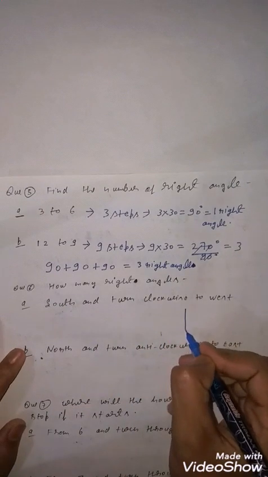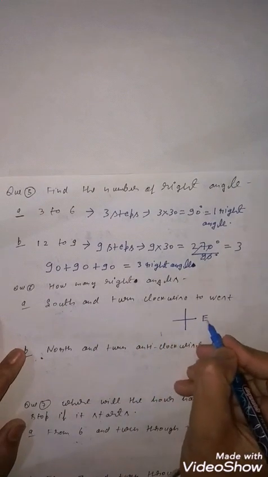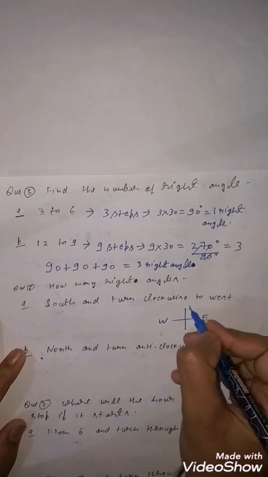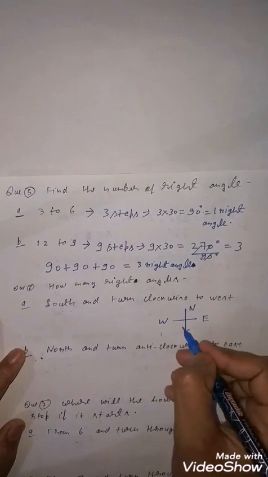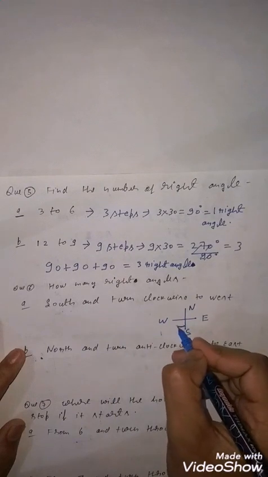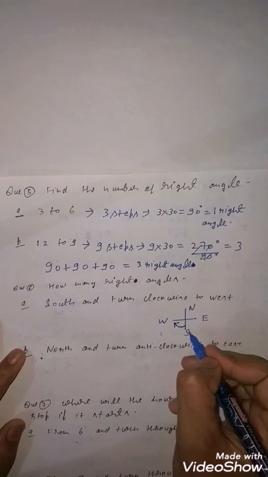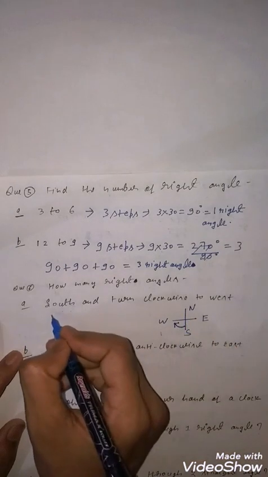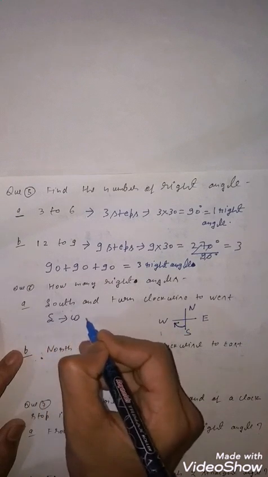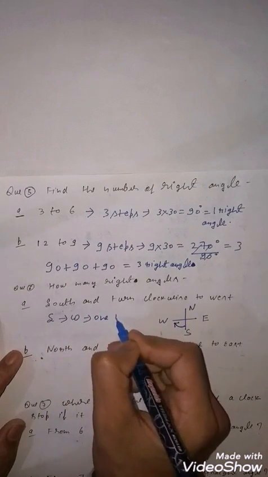Now the next question is: how many right angles when south turns clockwise to west? So again you will draw the diagram. East, west, north, south. See here, south turns clockwise to west. So south to west, student, you can see clearly. How many right angles? Because all are 90 degrees. So south to west is 1 right angle.